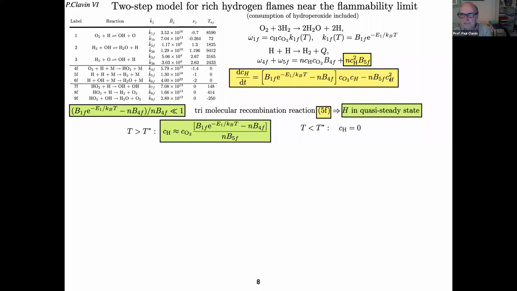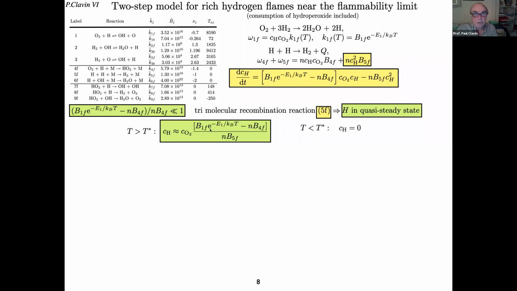B5F times CH squared. And it turns out in that case that you may balance the two and neglect the evolution of the H concentration. This is called a quasi-steady-state approximation. And in that case, it's easy. You express immediately the concentration of H in terms of the concentration of O2 and the ratio of these two rates here, which is written here.